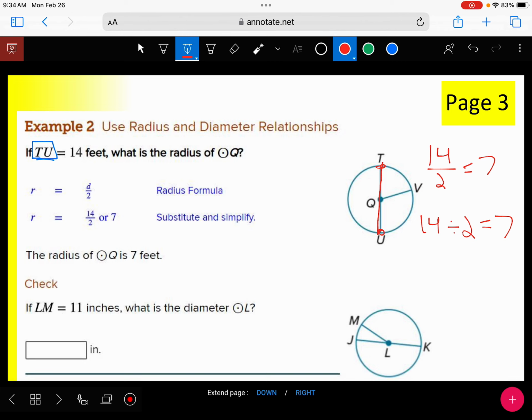So if our diameter is 14 feet, what's that 7 feet represent? Radius. Yes, exactly. Remember, if we divide our diameter by 2, that gives us the length of our radius. Here, our diameter was 14 feet. We divided by 2, and that gave us the radius of circle Q, which was 7 feet.